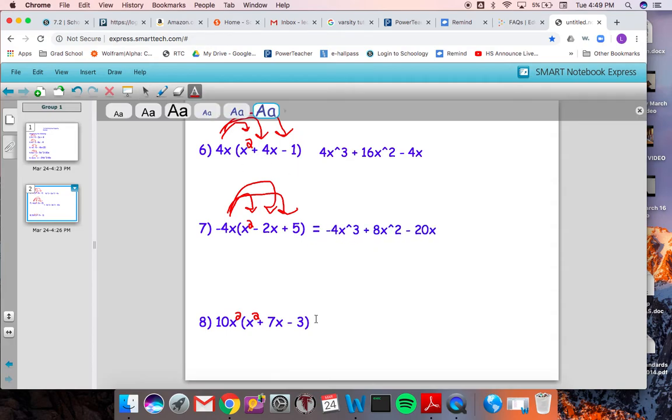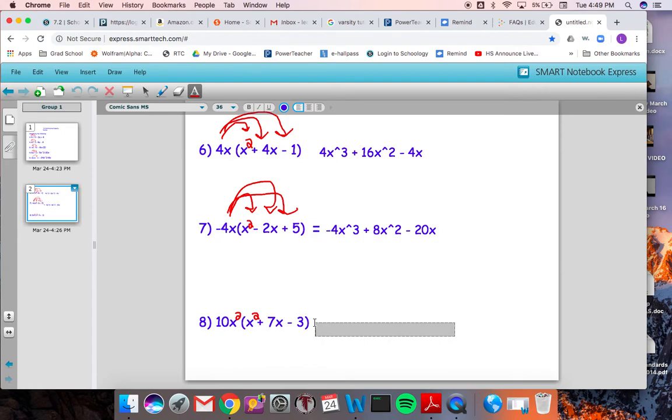Okay, last one. Go ahead, write it down if you haven't already. See if you get this as your final answer. Add the exponents, so it's 10x to the 4th. All right, answer is 10x to the 4th plus 70x cubed minus 30x squared.